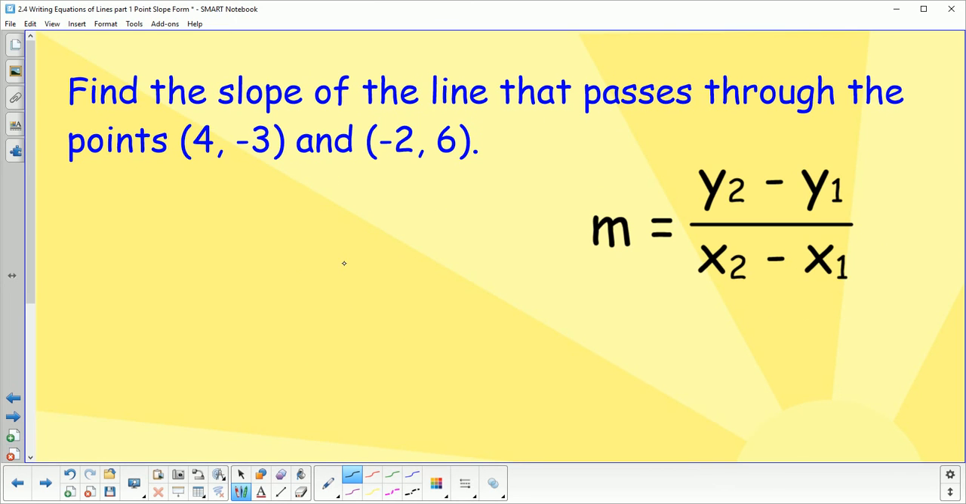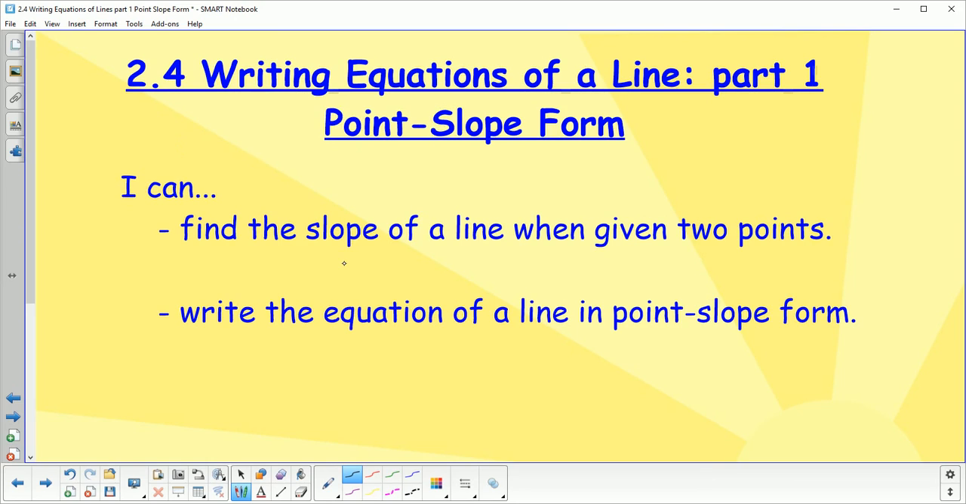Okay, and that is really, whoops, we already did that. That is really all that we need to do when we are trying to write an equation in point-slope form. If you're given the slope, then all you need to do is plug in the slope and the given point. If you're given 2 points, the only extra thing then is to find the slope. So if you don't have the slope, you need to use your 2 points to find your slope.